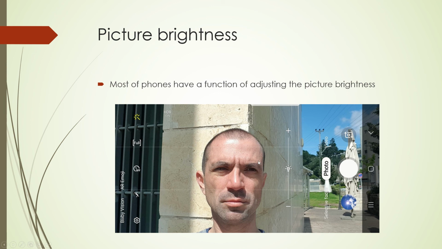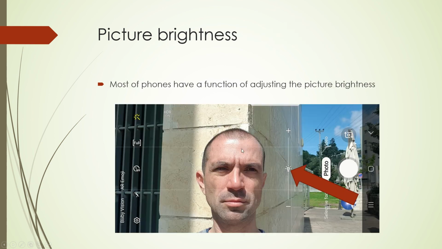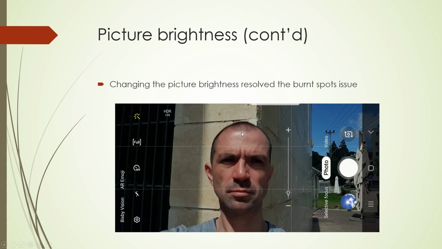So when I tap on the screen while capturing the photo, I get this line with this lamp, and it will always be in the middle at the beginning. I can adjust it with my finger, push it down or up, and the effect will be, for example, if I pull it down to minus, the picture becomes less bright, more dark. And here as well you can see the burn spot is much less, and the whole picture is much darker.